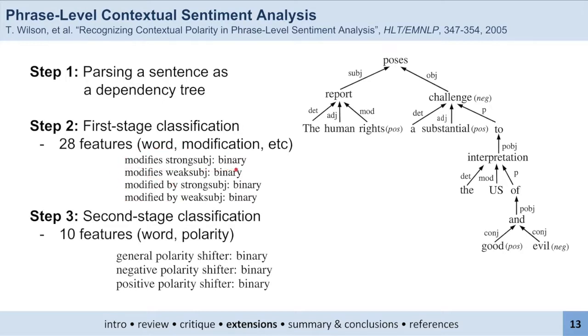This first binary feature means if this word modifies another word with a strong sentiment. This second feature means if it modifies a weak word. And finally, in the second stage classification, they also design 10 features, including word and polarity features. And here are some examples. A polarity shifter basically means a word that can shift the sentiment of the whole sentence.